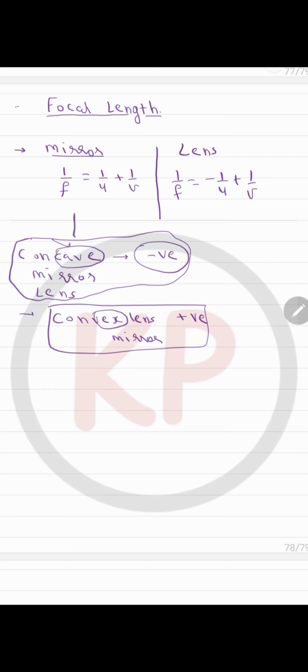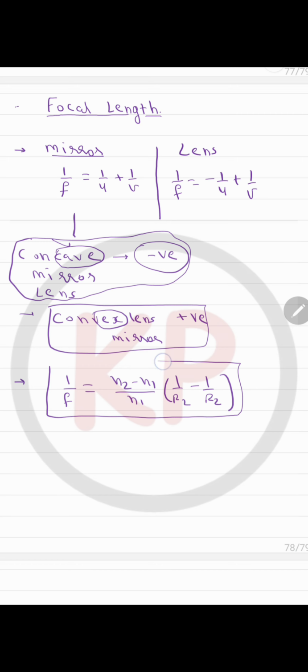Other than this, we have a formula for lens also, the formula is 1 by f is equal to (n2 minus n1) by n1 into bracket 1 by r1 minus 1 by r2. This is the formula when the two radii of curvature are different for a lens. You can use this formula for convex lens, concave lens, plano concave lens. For all the lenses this formula will be applicable.